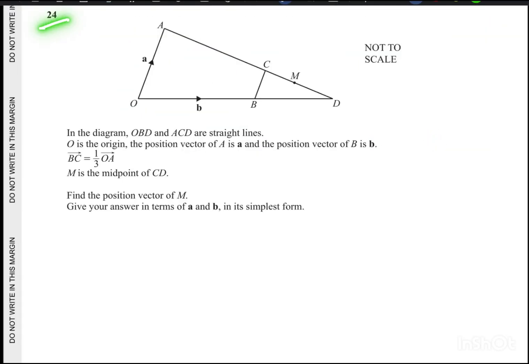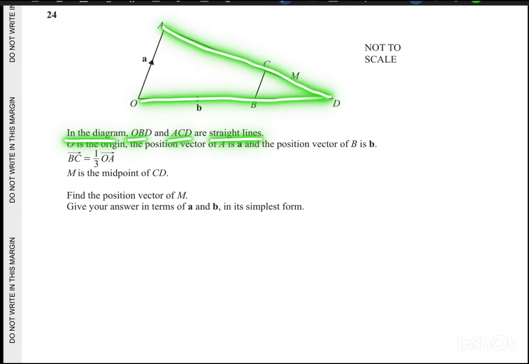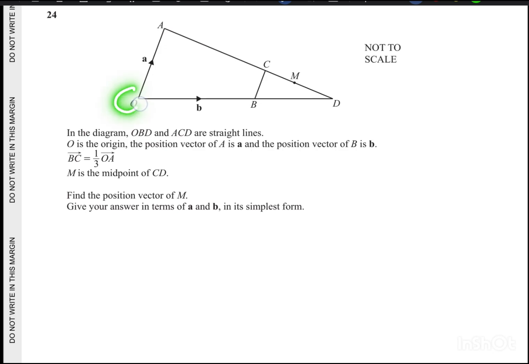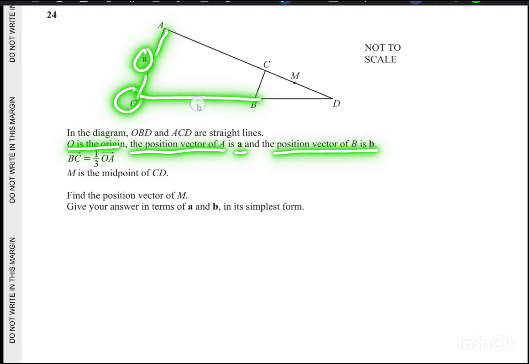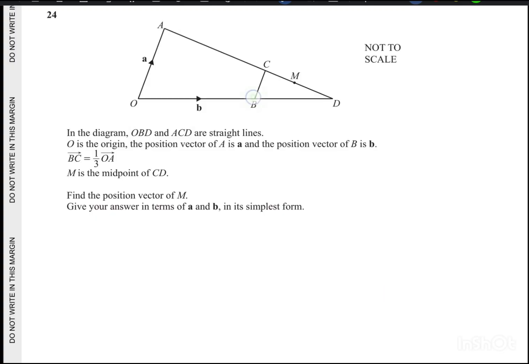Question number 24. In the diagram, OBD and ACD are straight lines. O is the origin. The position vector of A is small a. The position vector of B is small b. BC is equal to 1/3 of OA.